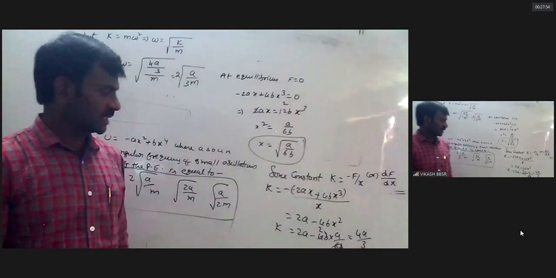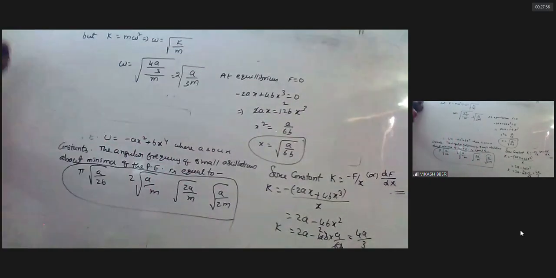How much have you got? 2 root over a by 3m. See the possibility there?